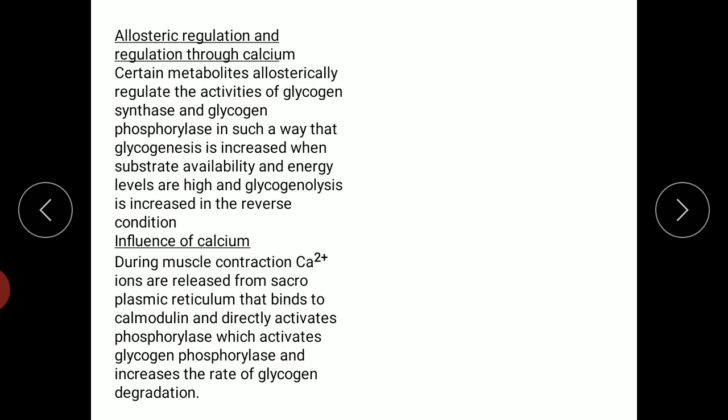Next is allosteric regulation. Certain metabolites can allosterically regulate activities of glycogen synthase as well as glycogen phosphorylase. These are allosteric enzymes.